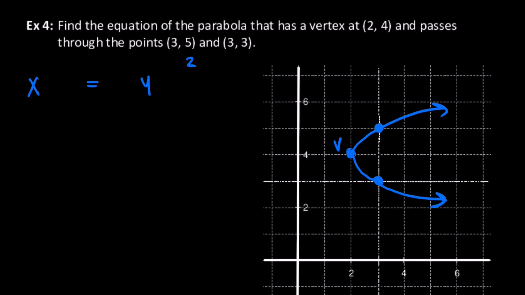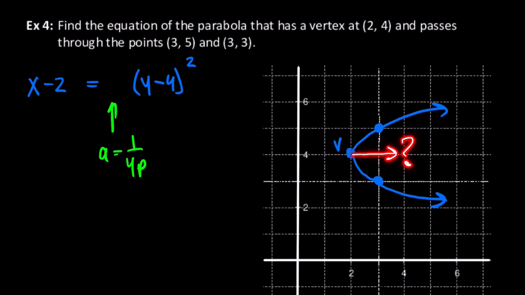Well, I can get that part here, x minus 2 equals y minus 4 squared. Now, what's going to go here is some value of a. Well, normally we say a equals 1 over 4p, where p is the distance from the vertex to the focus, but where is that focus? If I don't have that, do I have a directrix? No. I didn't give you a directrix or a focus. That means I can't do this. I need to use a different method to find a.